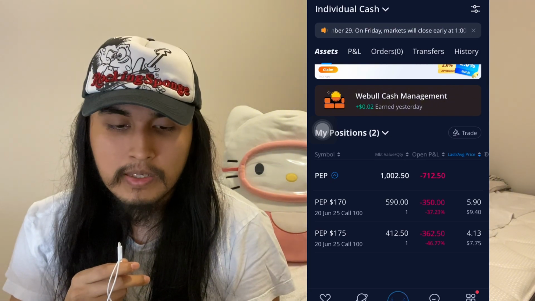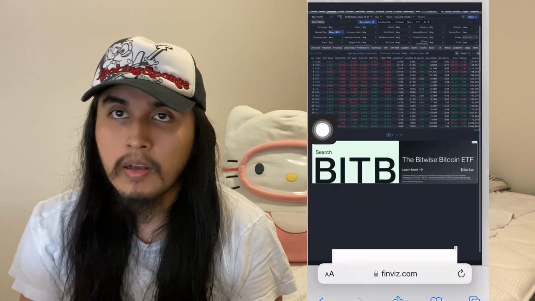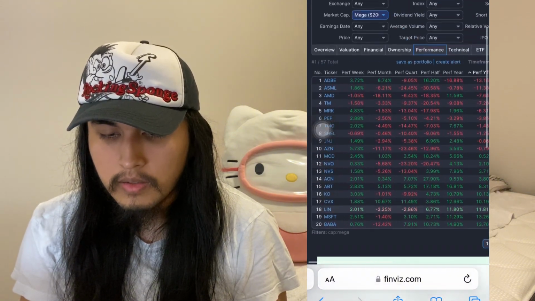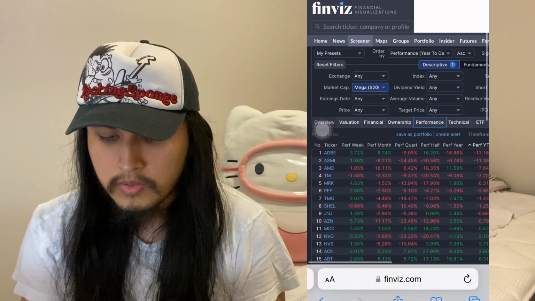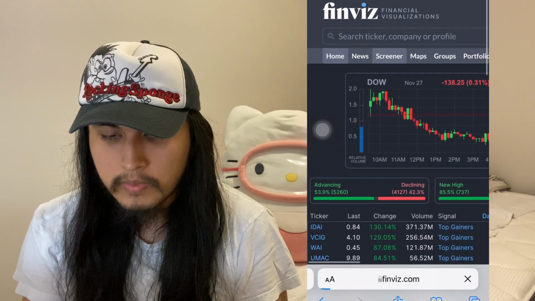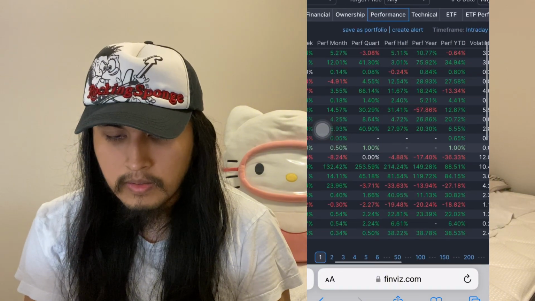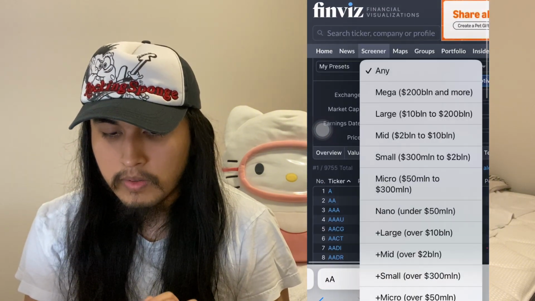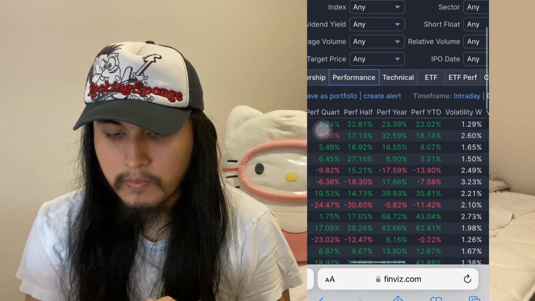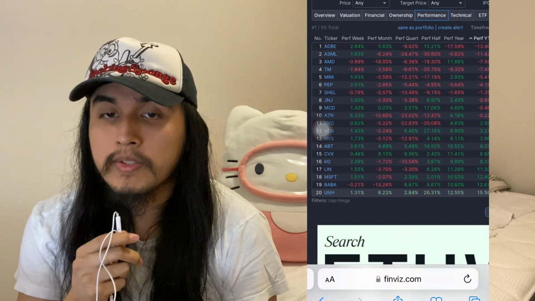And what is that strategy? So step one, you go to finviz.com, right? I'm going to show you guys. You click where it says screener, you click where it says performance, click where it says market cap. This strategy only works with mega cap stocks. And then click where it says perf YTD. It's going to show you a list of stocks from worst to best.